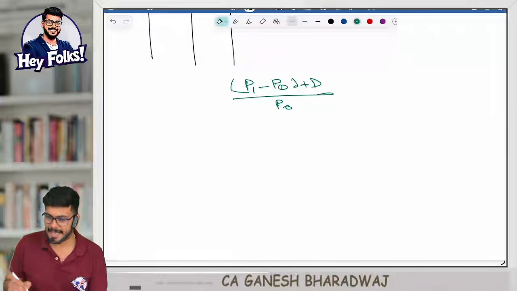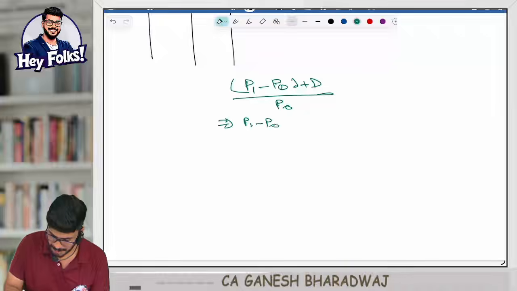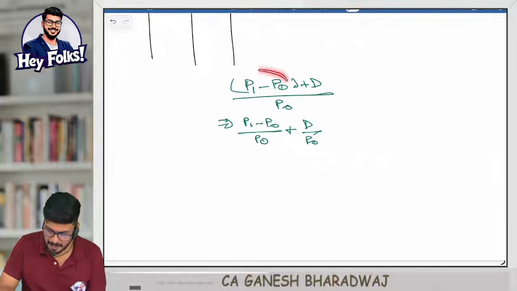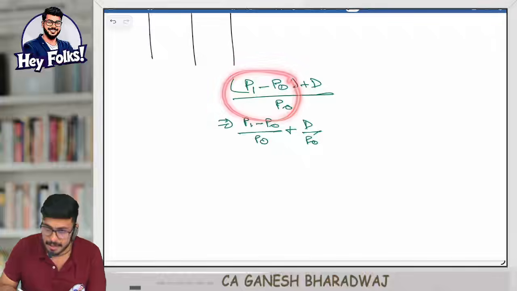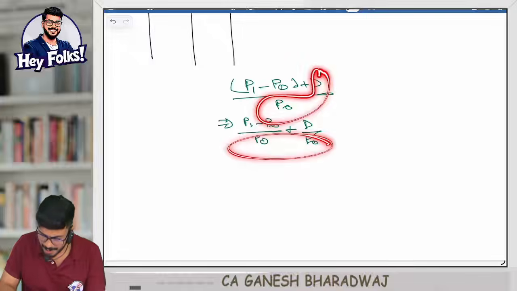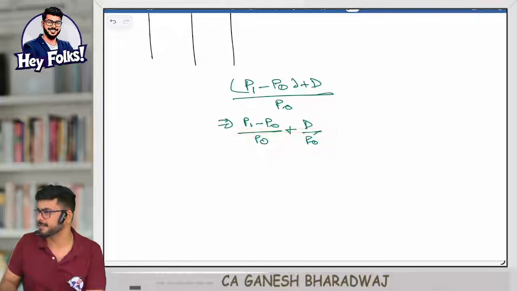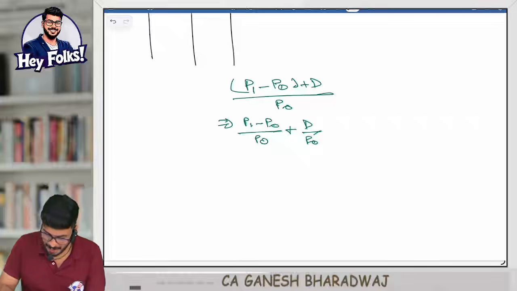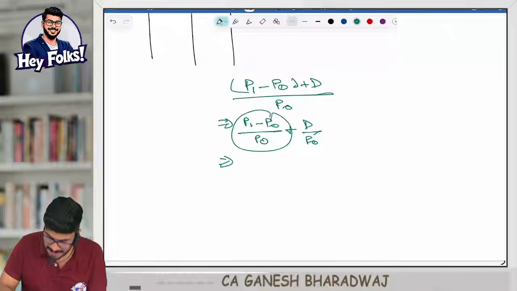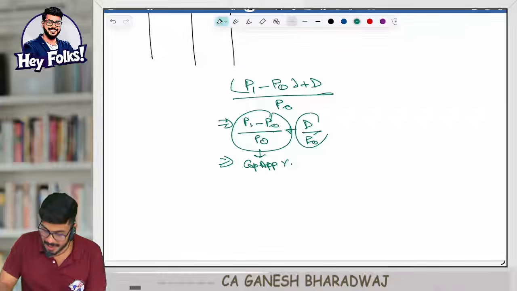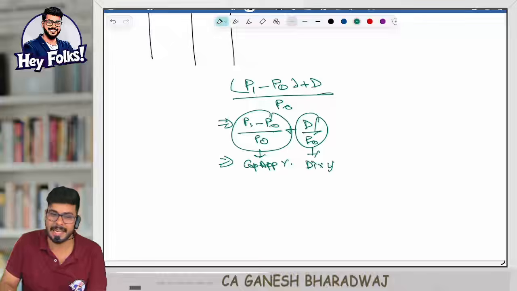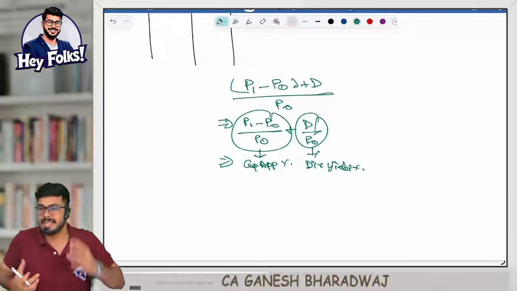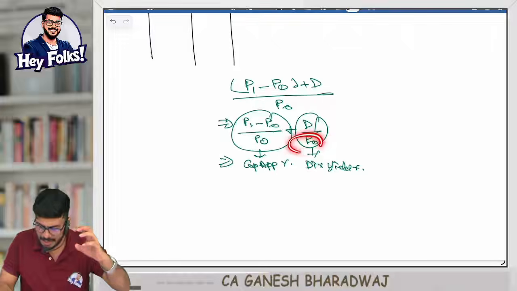Correct? Can I rewrite this formula as P1 minus P0 divided by P0 plus D divided by P0? Simple. I'm just splitting and writing. So I'm saying this plus this. Correct? The denominator is the same only. Instead of putting it in a single numerator, I'm splitting it. Or in other words, can I say this is nothing but my capital appreciation as a percentage? This is nothing but my dividend yield as a percentage, not my dividend rate. That is calculated on face value. I'm saying return, dividend yield, dividend divided by what? The amount I invested. Guys, correct?